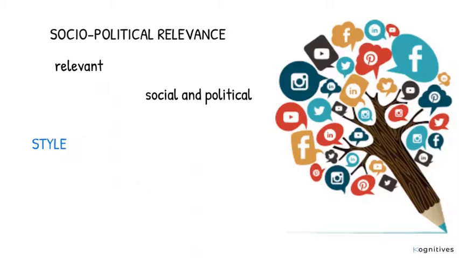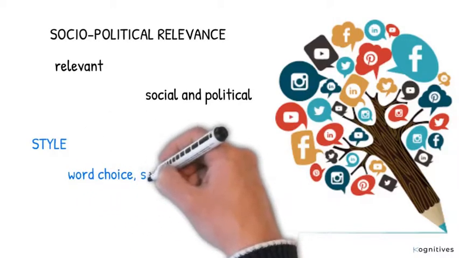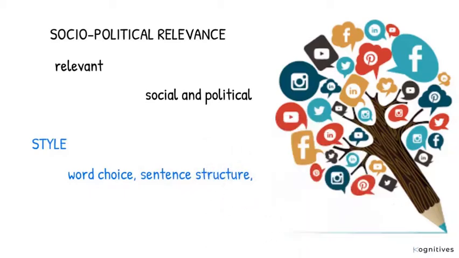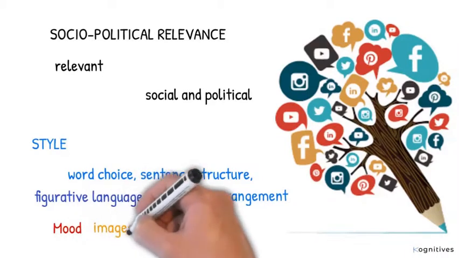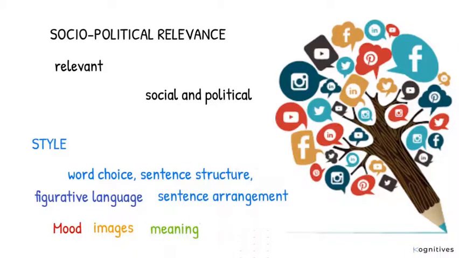Style. Style in literature is the literary element that describes the ways that the author uses words. The author's word choice, sentence structure, figurative language, and sentence arrangement all work together to establish mood, images, and meaning in the text. So let's have a recap.